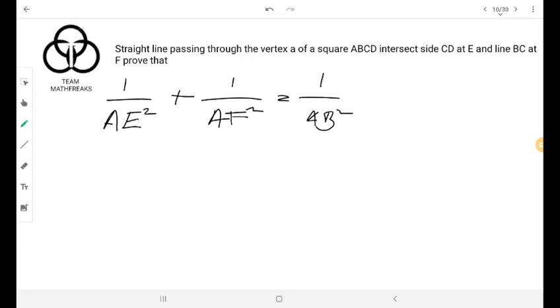A straight line passing through the vertex A of square ABCD intersects side CD at E and line BC at F. Prove that 1 over AE square plus 1 over AF square equals 1 over AB square.